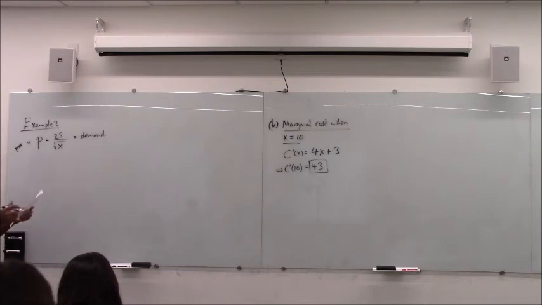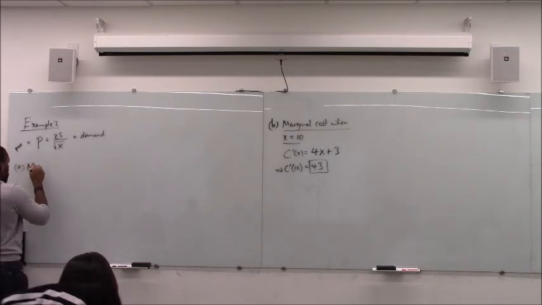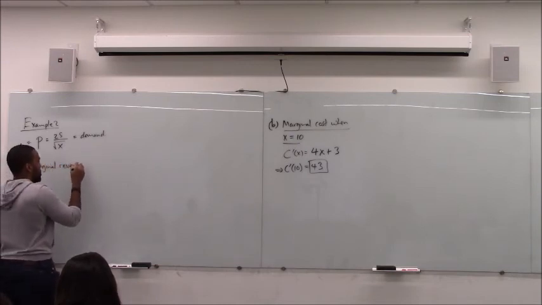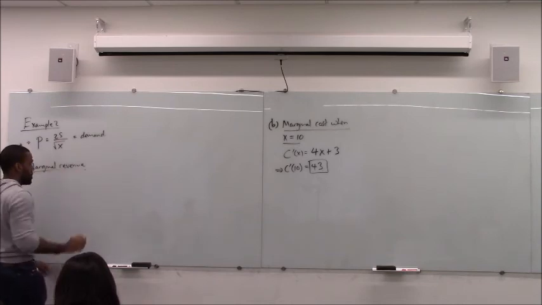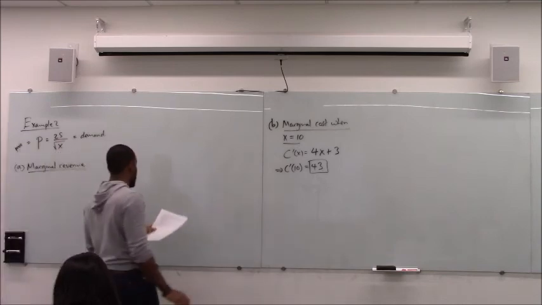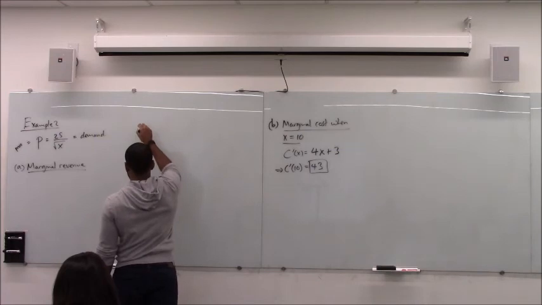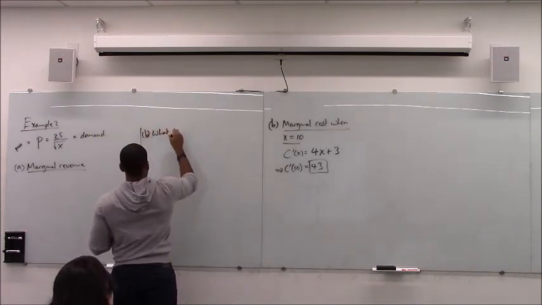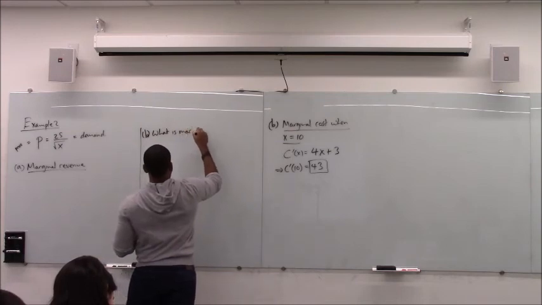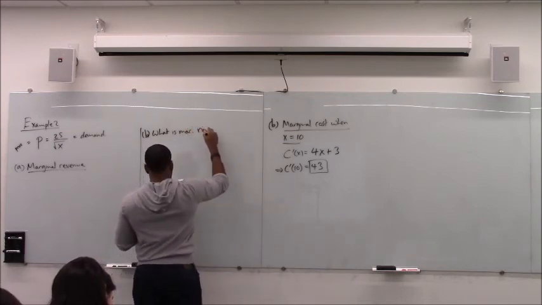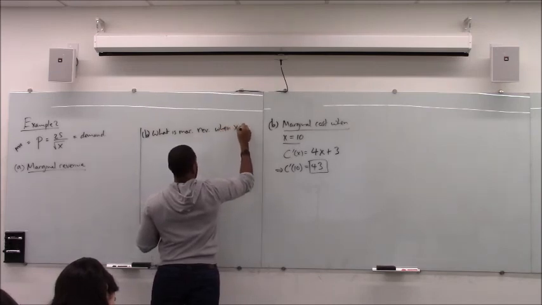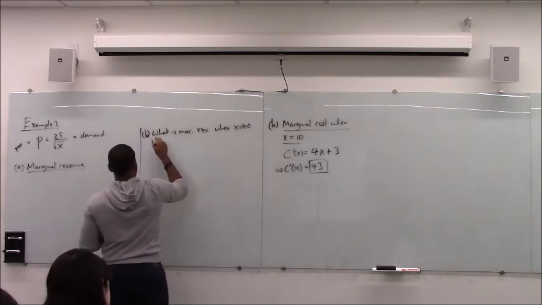Now, A. We want to find the marginal revenue. Of course, before we find the marginal revenue, we need to find the revenue, but that's the first thing we're going to want to find, the marginal revenue. We're then going to want to find what is marginal revenue when x is 100, and interpret what that means.